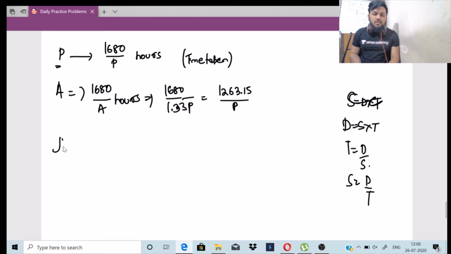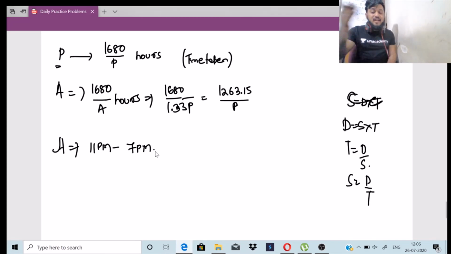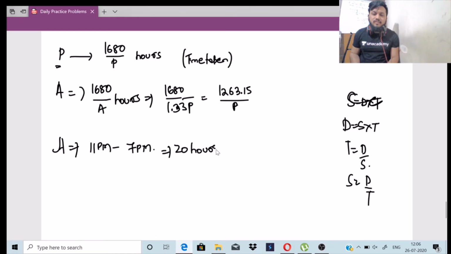So you know that both of them started at 11 p.m. and Avijit already reached Bangalore at 7 p.m. So what is the total time Avijit is taking here? 11 p.m. to next day 11 p.m. will be 24. So 7 p.m. में minus 4 करो, 24 minus 4 is 20 hours, right? The total time taken by Avijit we also know, 11 p.m. to 7 p.m. is 20 hours. Substitute that here.